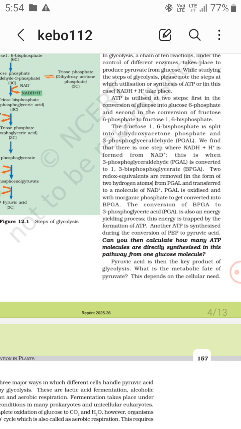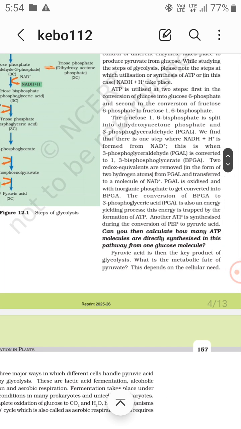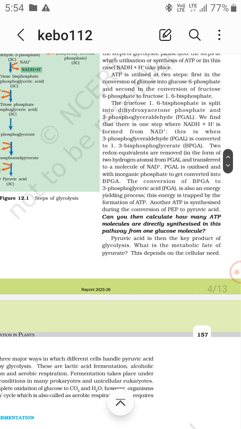Okay, the conversion of BPGA to 3-phosphoglyceric acid is also an energy yielding process. So it gives the ATP. Another ATP is synthesized during the conversion of phosphoenol pyruvate to pyruvic acid.